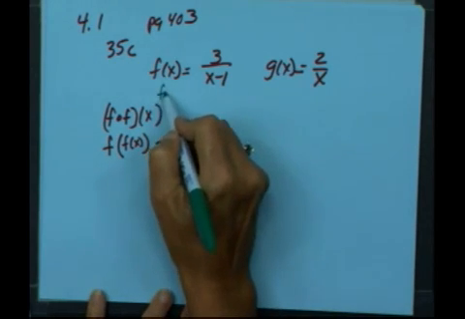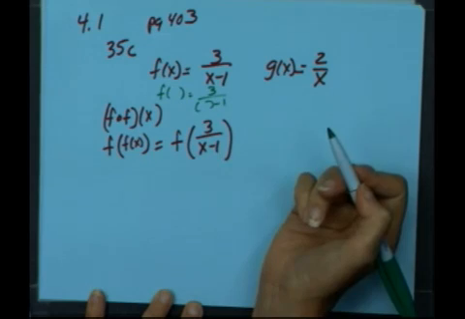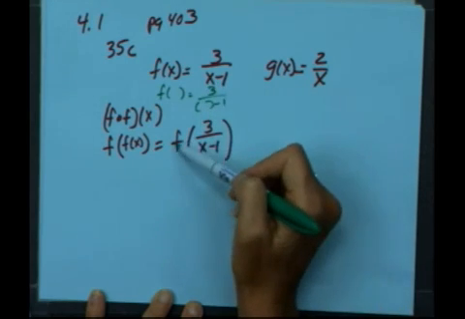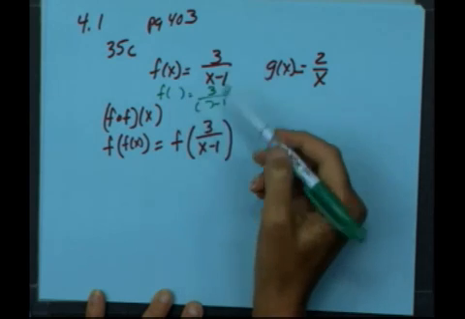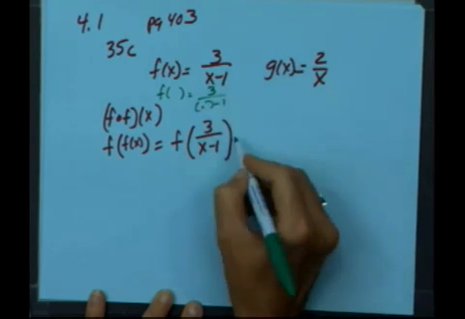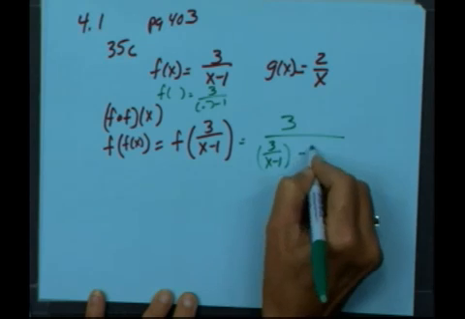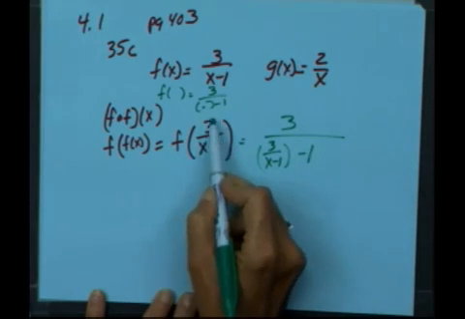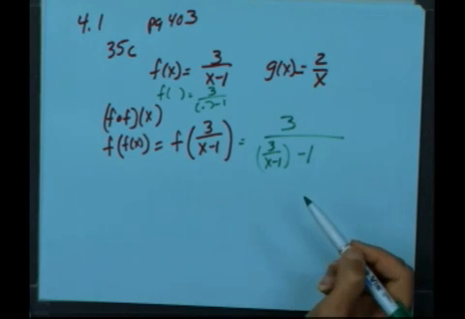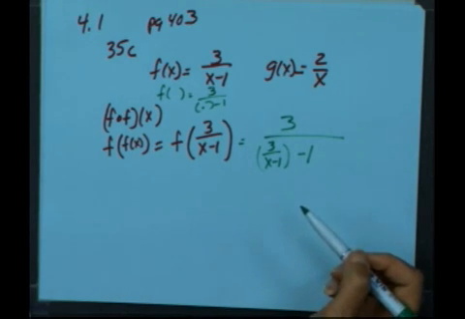Remember, if you're evaluating f at anything, it's 3 over that anything minus 1. So if you wanted f at 7, you just put a 7 in for x. But if you want f at 3 over x minus 1, where's that going to go? Right there. So we have 3 over x minus 1 minus 1. This is f evaluated at that value, 3 over x minus 1.